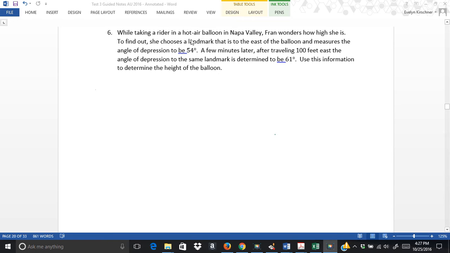I have a rider in a hot air balloon, and she wants to know how high she is. She chooses a landmark that is east of the balloon and measures the angle of depression to be 54 degrees. So here she is in the balloon, and she's straight up, and that's what I'm looking for.